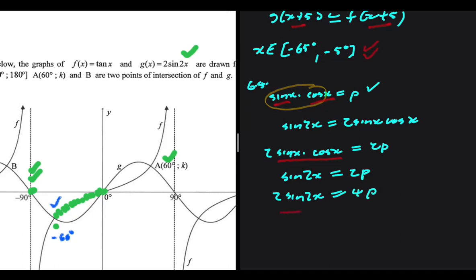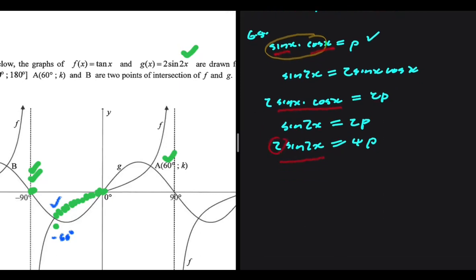What is the maximum value of 2 sine 2x? It is 2 because of the amplitude. And the minimum value is minus 2. So we can say that 4p can be equal to 2, and 4p can also be equal to minus 2. We know that this is true at some point because 2 sine of 2x has a maximum of 2 and a minimum of minus 2. So p is equal to 1 divided by 2, or p is equal to minus 1 divided by 2.